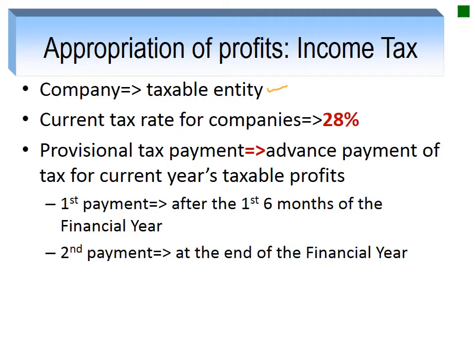What companies have to do is they're not allowed to only pay their taxes once a year. They have to actually make provisional tax payments, which means that they're going to have to pay taxes more than once. They've got to make two payments during the year. So the first payment is after the first 6 months of the financial year, and the second payment is at the end of the financial year. So companies make two payments during the current year, and then their last payment they make after the end of the year once they finally know what tax is paid. So these provisional tax payments are actually advanced tax payments companies are required to make.